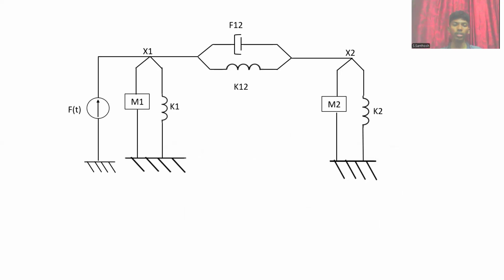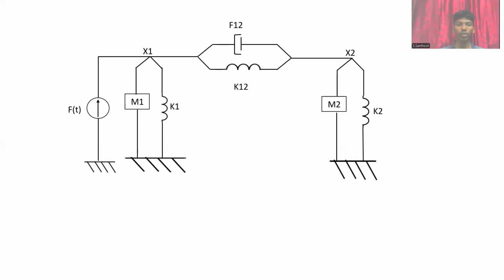So this is the equivalent system for it, where at displacement x1 you have the mass m1 and then the spring constant k1, and at displacement x2 you have m2 and spring constant k2. Because f12 and k12 are acting between the mass bodies, they are present between the displacements x1 and x2. And because the force is present only at mass m1, that is, it's directly acting on m1, and it's not directly acting on m2, f of t is present directly at m1 itself.